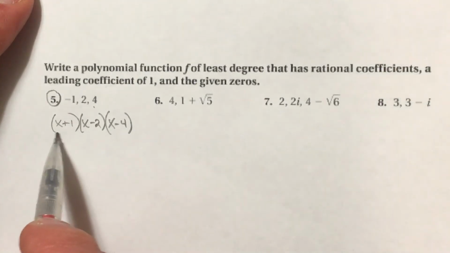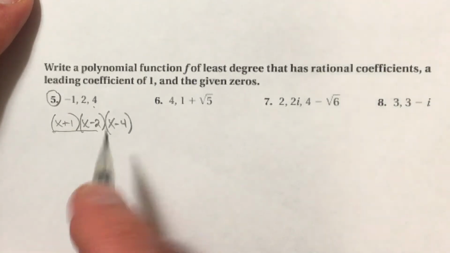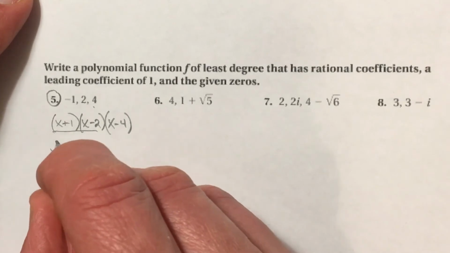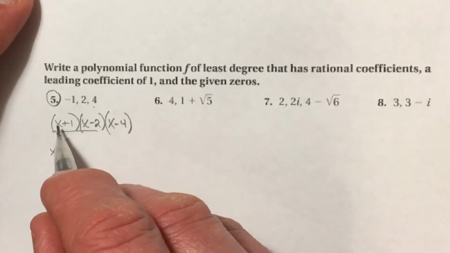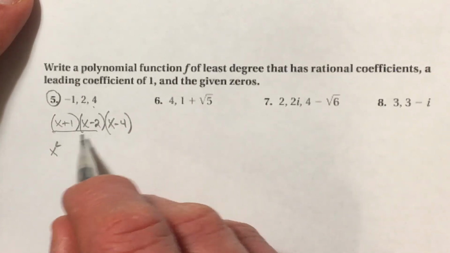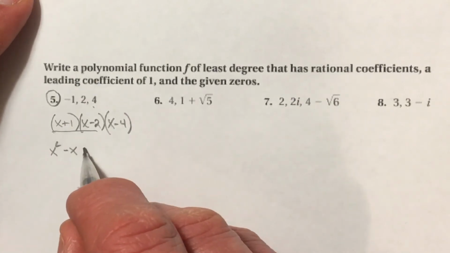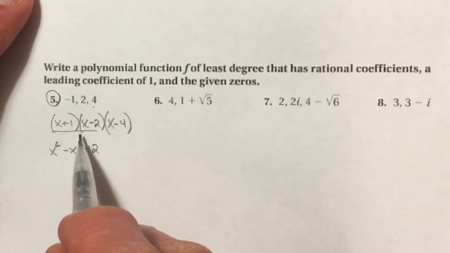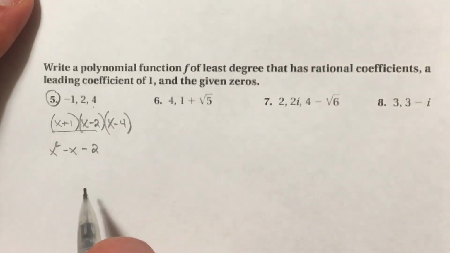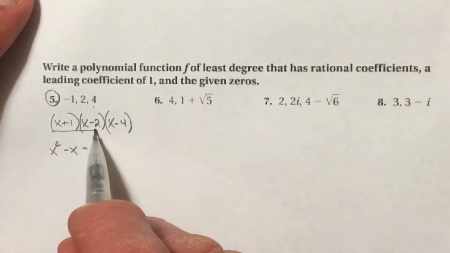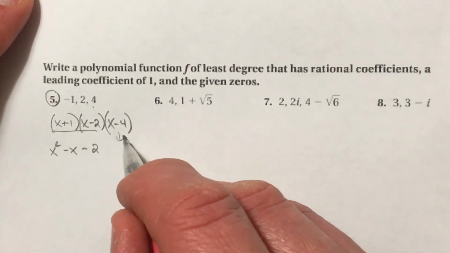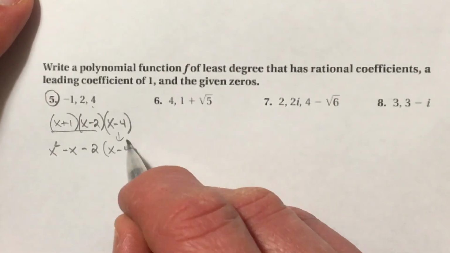You can only multiply 2 binomials at once, so I'll do the first 2. X squared. My outside is a minus 2x. My inside is a plus 1, so minus x minus 2. This is the trinomial that comes from multiplying that binomial times that binomial. Bring down this one that we have yet to touch.